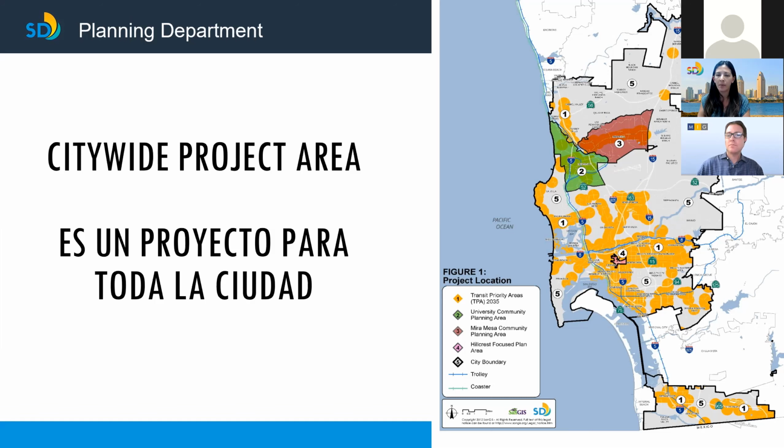Also highlighted on this map more specifically are the Mira Mesa and University Community Plan areas, as well as the Hillcrest Focus Plan area, since those community plans and focus plans will also be addressed through the Blueprint San Diego EIR.